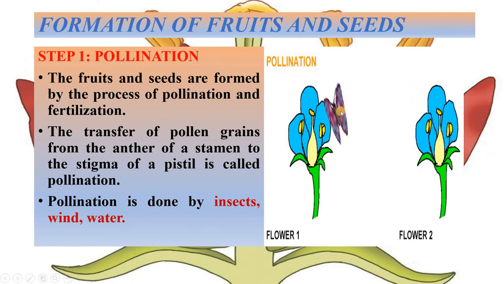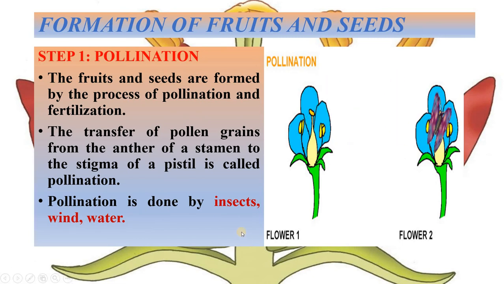Here you see this butterfly. It is sitting onto the flower. It is taking the pollen grain from the anther of a stamen, and when it is sitting on another flower, then it is dropping that pollen grain onto the stigma of the female reproductive organ. So this entire process is called pollination. The transfer of pollen grain from the anther of a stamen to the stigma of a pistil is called pollination. And this pollination is done by three agents.